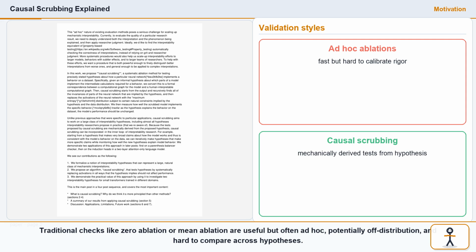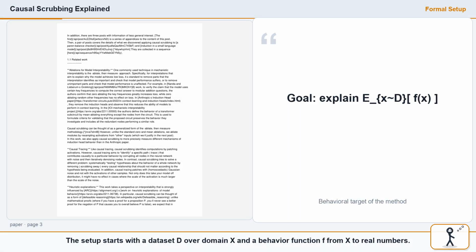Most mechanistic interpretability work answers a hard question: how well does this interpretation actually explain the behavior? Traditional checks like zero ablation or mean ablation are useful but often ad hoc, potentially off distribution, and hard to compare across hypotheses. The setup starts with a dataset D over domain X and a behavior function f from X to real numbers. The quantity of interest is the expected behavior under data, E over X from D of f of X. In many applications, f is model loss or a behavior-specific score.